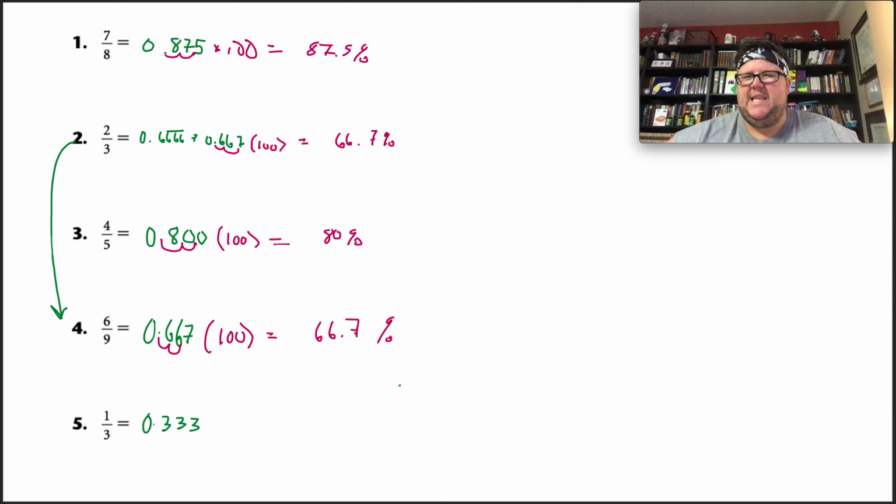And last problem, 1 divided by 3 is 0.333. And the 3's keep going, so I'm just going to cut it off at the 3rd decimal. And I'm going to multiply that yet again by 100, which is moving the decimal 2 places to the right. So I get 33.3%. Don't forget to put your percent symbols when you're doing your work.